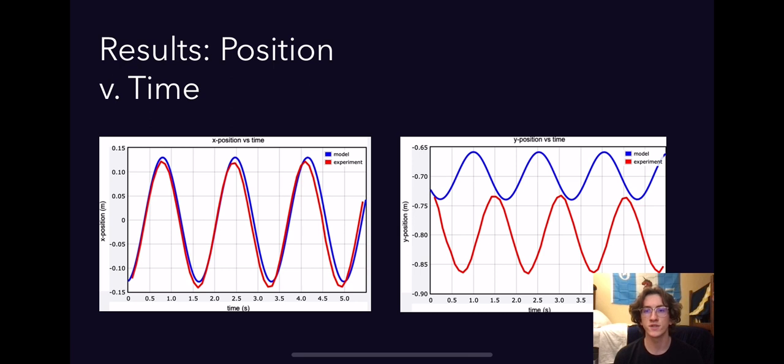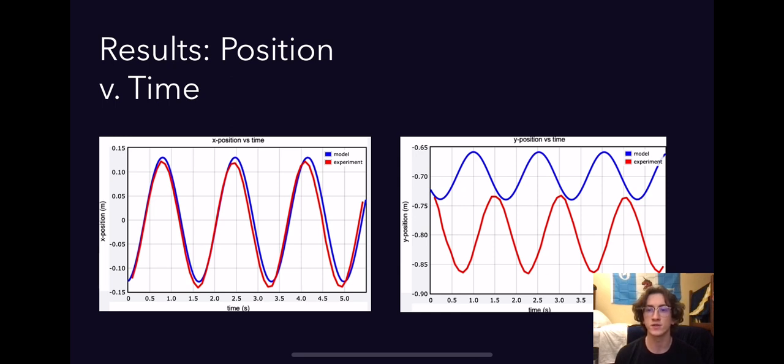Here were the position versus time results obtained from the computer simulation. The blue line represents the modeled position versus time, while the red line represents the experimental data. As shown by the graph on the left, the model almost perfectly predicted the x position of the spring over the time interval. However, it was very inaccurate in predicting the y position over time.